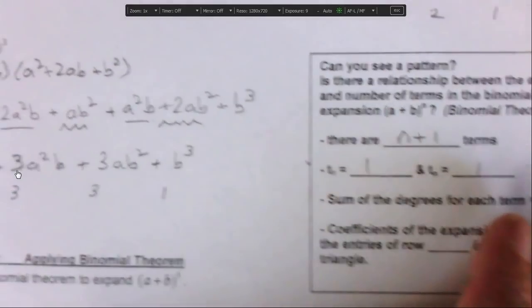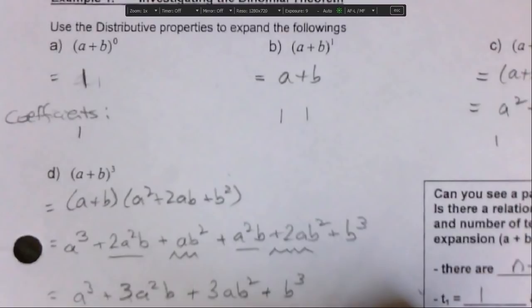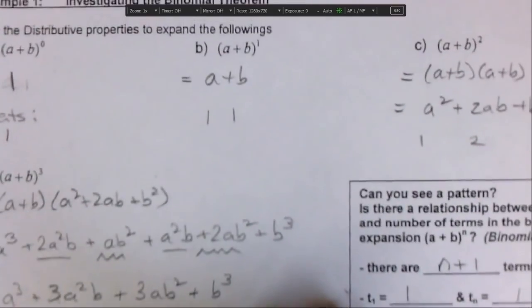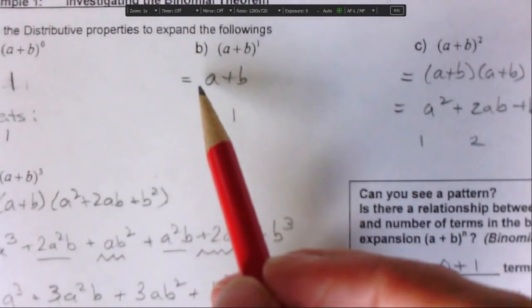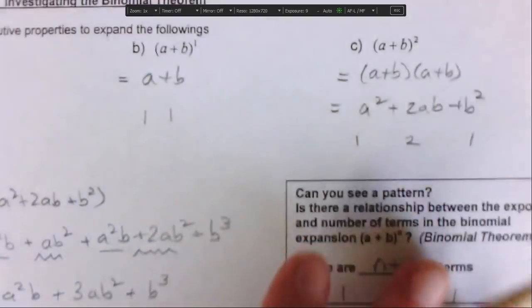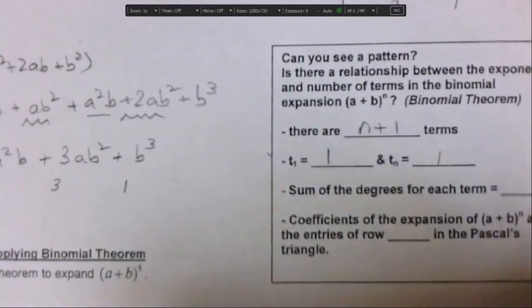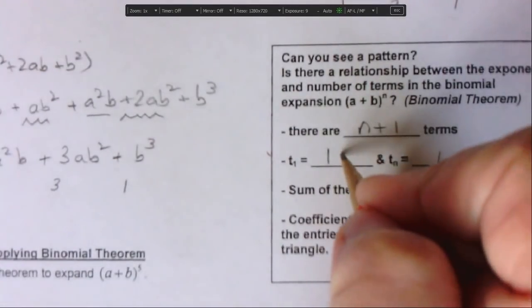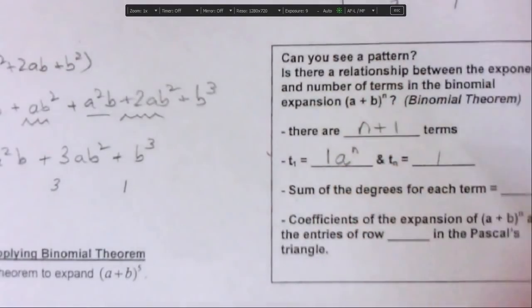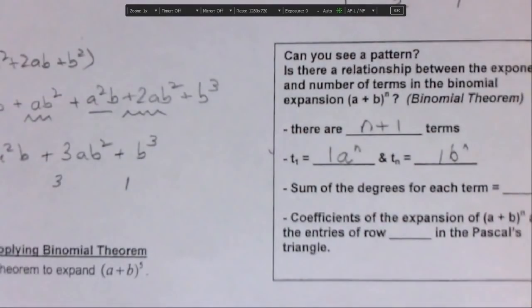Okay, and what are the variables in the expansion? Well, when you're expanding a plus b to the n, the first term is always going to be a to the n, and the last term is always b to the n. Look here, a squared and b squared, a cubed and b cubed. So the first term in the expansion is not only this 1, but it's 1a to the n. And the last term is not only this 1, but it's 1b to the n.